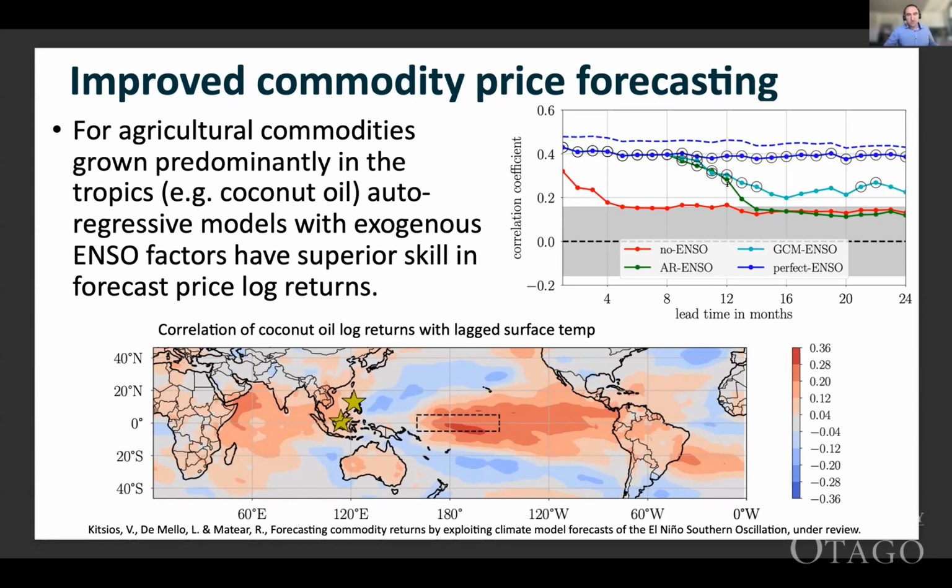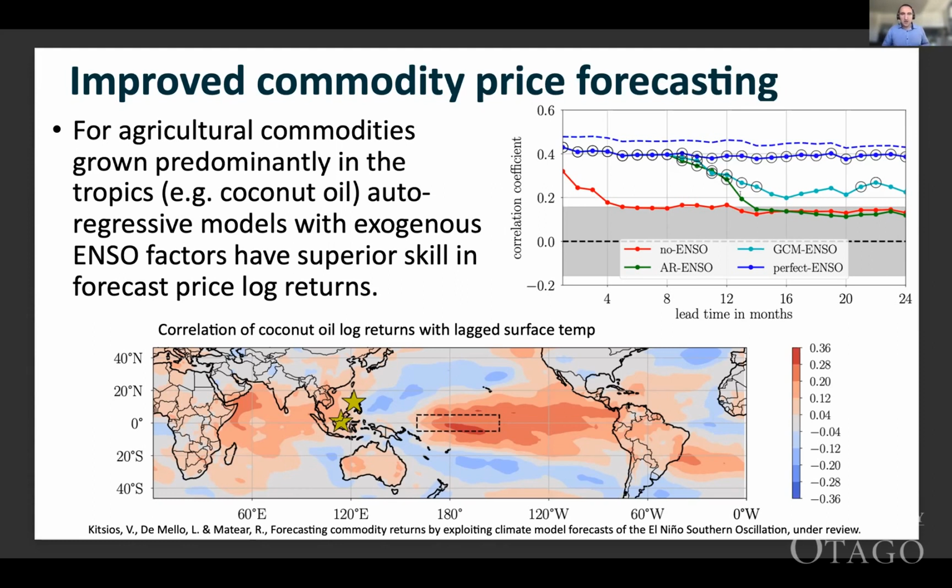But what if you don't have a climate model? You can still do pretty well if you're just doing an autoregressive forecast of ENSO itself. And that's this green line. So not quite as good as the climate model itself, but all of them demonstrate that incorporating climate information into your forecast provides you with additional skill.